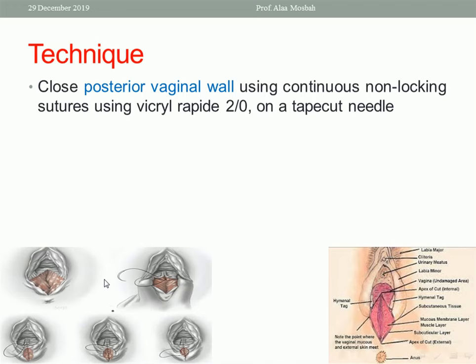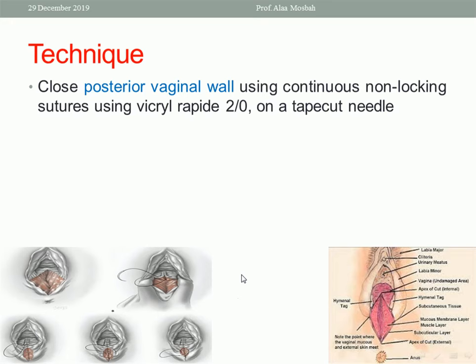okay, and I'll start with the vaginal wall, posterior vaginal wall, continuous suturing and non-locking. As it is in the picture, this is the apex, so I'll start above the apex here, as you see here, this part. I'll start here. I'll close the vagina by continuous suturing. Okay, as you see in this picture.